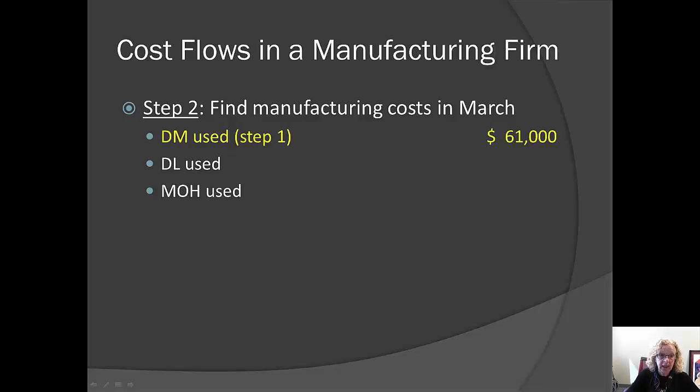Direct labor we can find by going back and looking at the data. And we're told that that was $48,000 worth of labor costs. Now, what about manufacturing overhead?